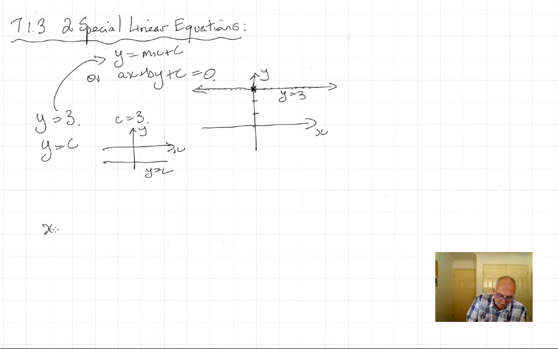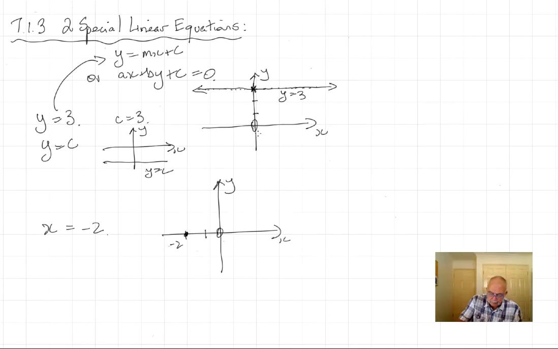What about the graph of x equals negative 2? Well, let's draw a set of axes. And let's find the point negative 2. So x equals negative 2 is certainly going to be that point there at negative 2. So here's my x and my y. That's 0. So x is equal to negative 2.